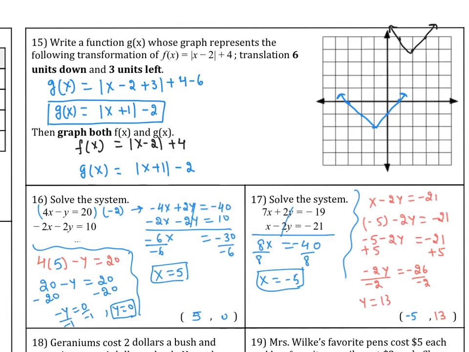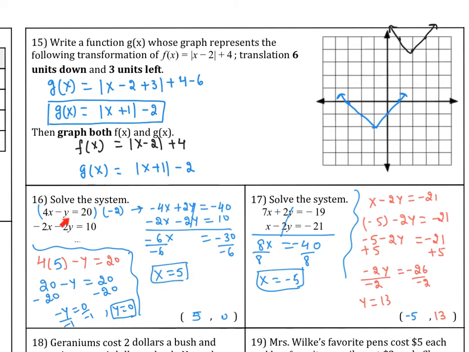Number 16. You're going to multiply the first equation by negative 2 to make the 2y and negative 2y same and opposite. So rewrite this equation when you multiply by negative 2 and write the bottom equation as is. When you add, the negative 2y and 2y cancel. Negative 6x equals negative 30. Divide by negative 6 on both sides. You get x equals 5.